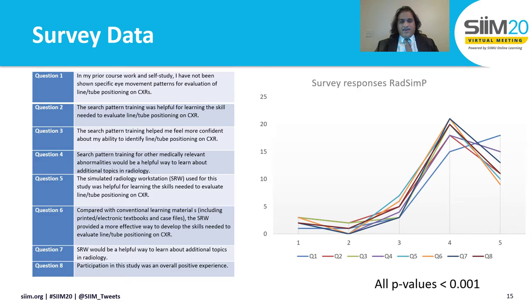So for our survey data, we asked various questions based on their experience in the past with prior perceptual education or with simulation education, and their overall impression of how the education went, with higher numbers like 5 representing a good experience with our software and 1 representing a bad experience. And you can see from the graph here on the right that overall the questions were mostly in the 4s and 5s, showing that user response was largely favorable, and all p-values we had were less than 0.001.